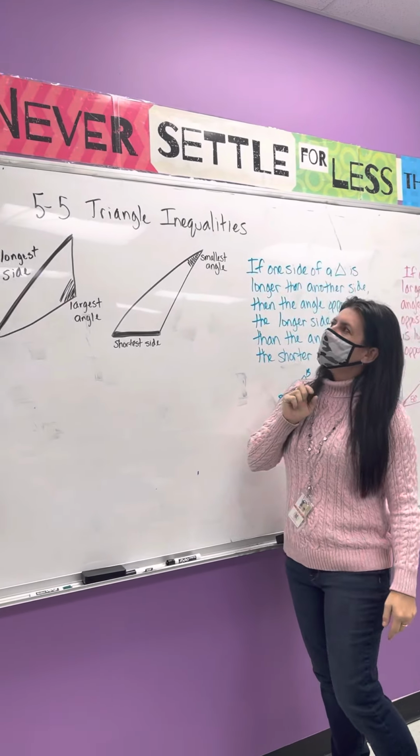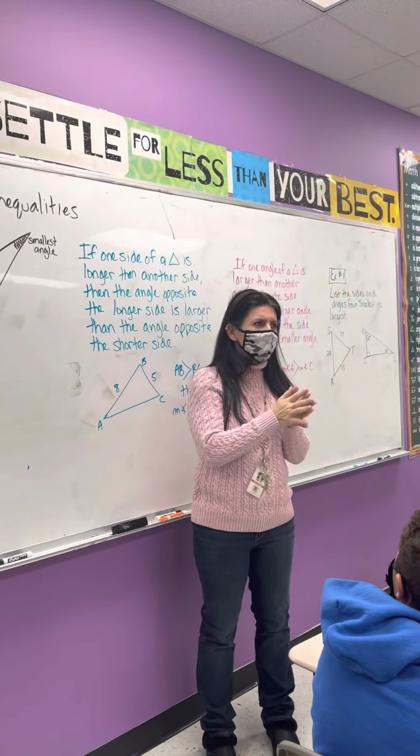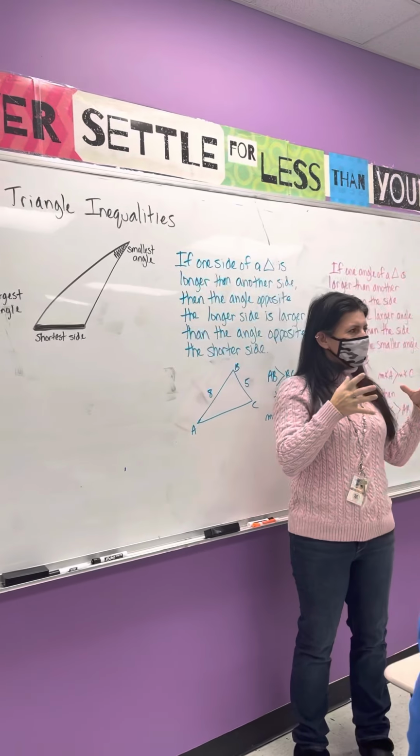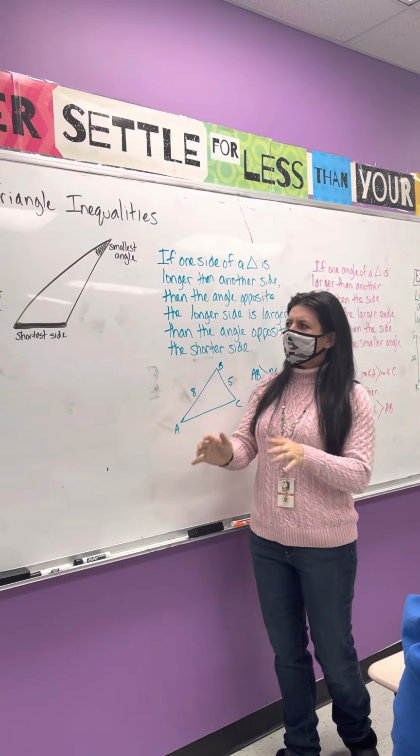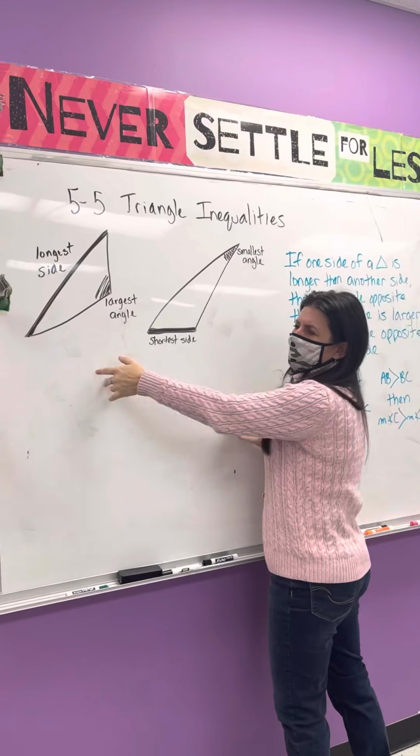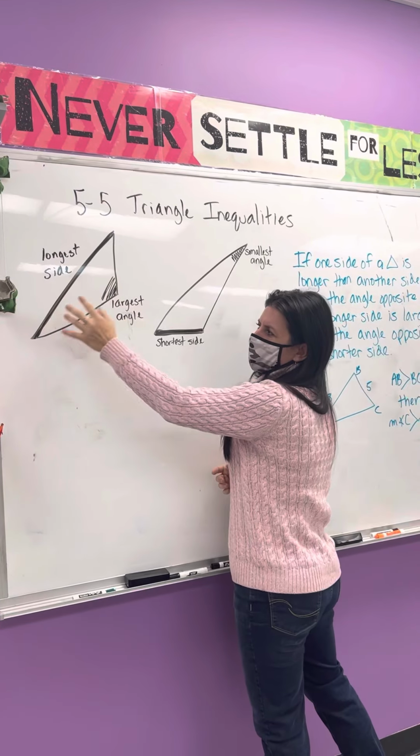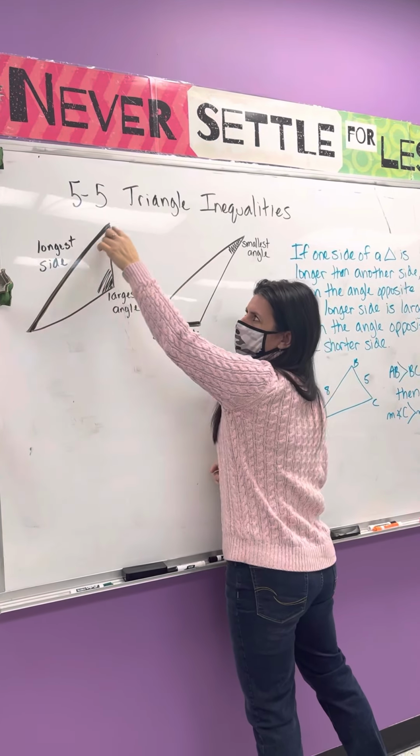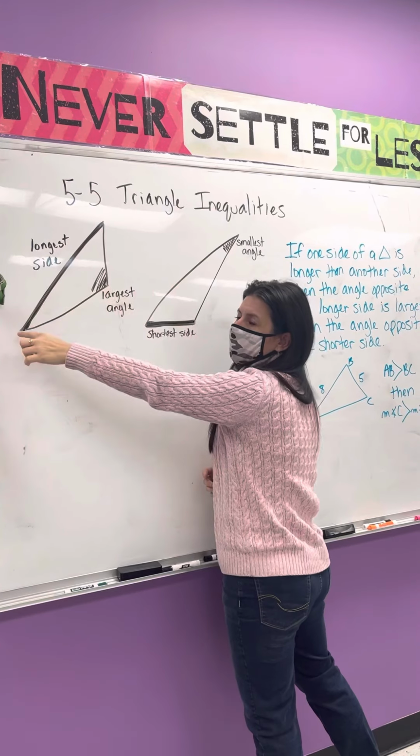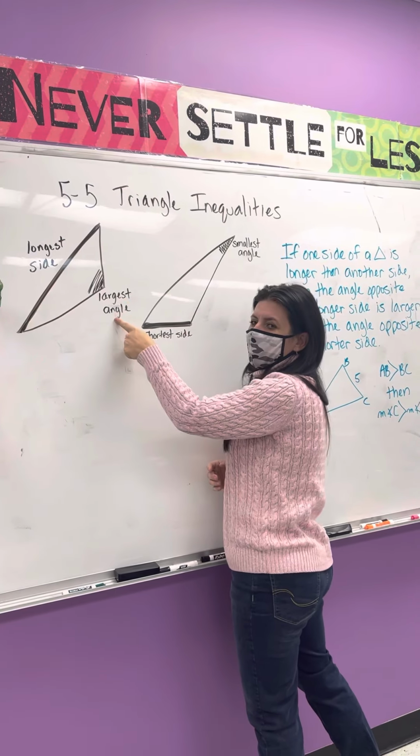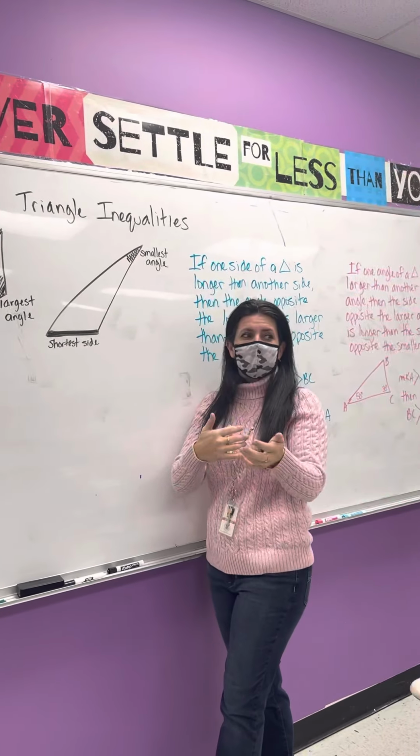Okay, 5.5, triangle inequalities. There's lots of information in this section, but I don't think it's terribly hard. Here's a basic idea. The longest side, which I tried to highlight on this triangle, you can eyeball and see that this side is the longest side. So the largest angle, of course, has to be directly across from the longest side.